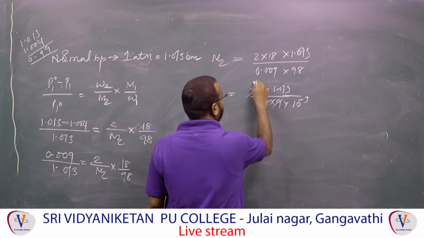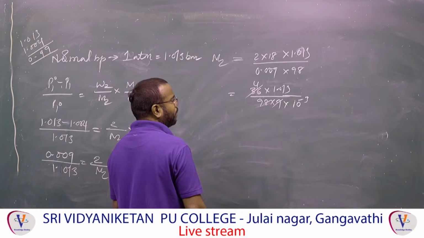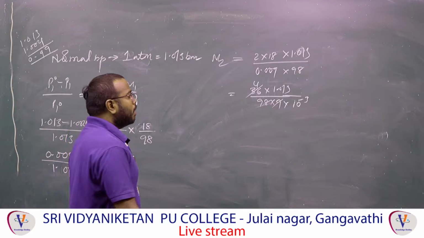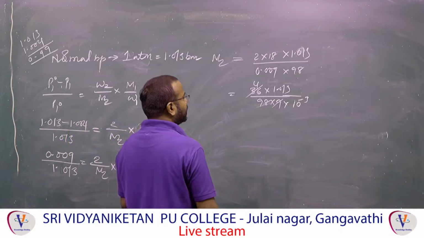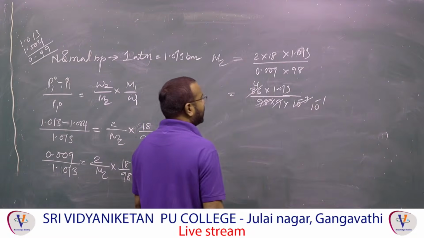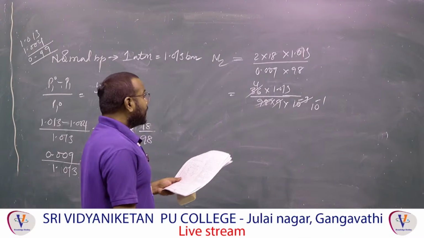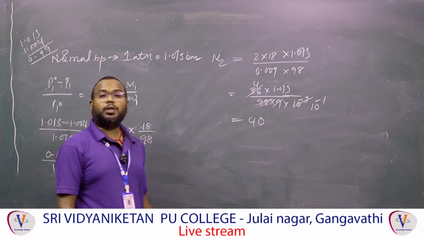Then we have 4 by 98. 4 by 98, approximately, if we consider it to be 100, then it is going to be 10 to the power minus 1 in the denominator, 40. The answer is close to 40. Close to 40 grams is option number 2.